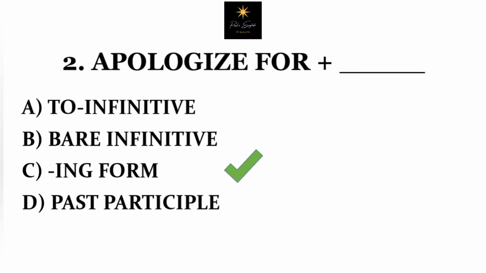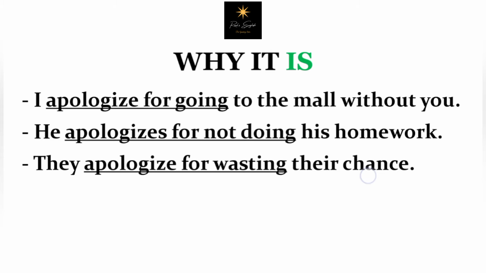All right, number two, apologize for ing form. I apologize for going to the mall without you. He apologizes for not doing his homework. They apologize for wasting their chance. So they had a chance, but they did not take it, they wasted it. So they apologize for that. They apologize for what? For wasting their chance.